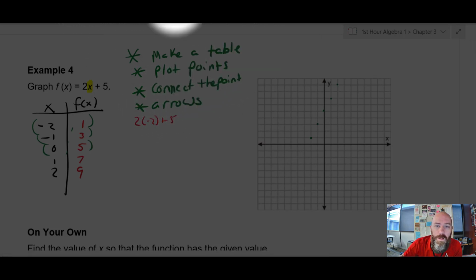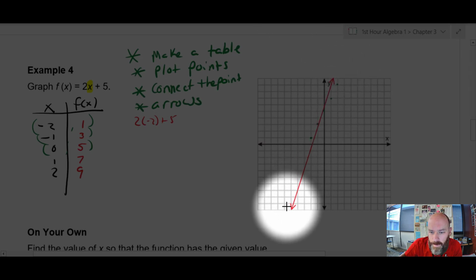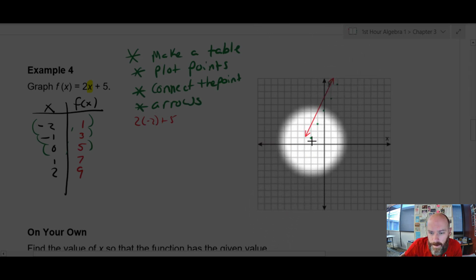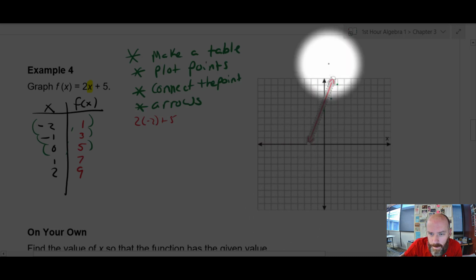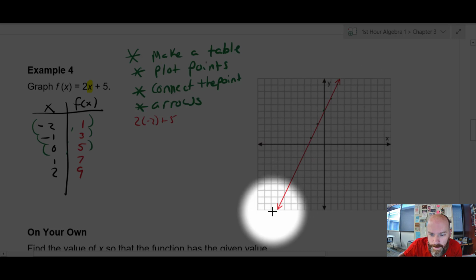Now this has to go the whole length of the entire graph. So I'm going to go here. This is easier for you with a ruler. If you're online, it could be a little tricky. So bear with me as I try to get my computer to do what I want it to.